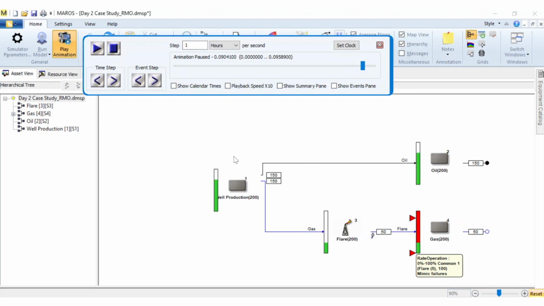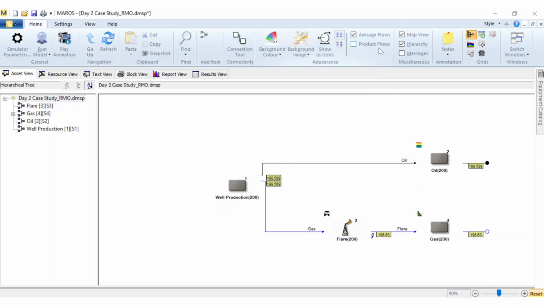Now, when we increase the losses to 75% of the gas export capacity, the system flares at a maximum of 100, and we can see that there are some losses to the oil production. When the gas node loses 100% of the production capacity, the system flares at the maximum 100 units per day, and we can see there is further production loss in the oil stream.